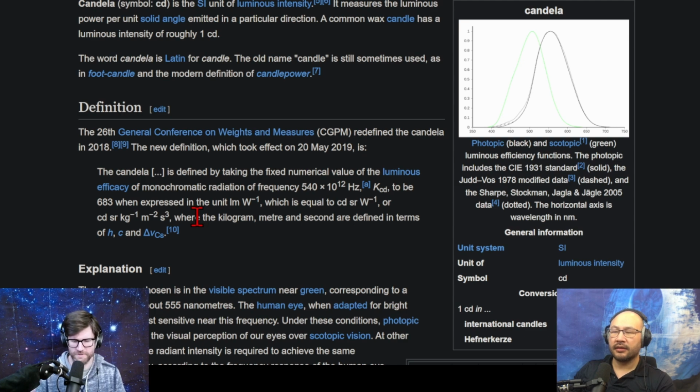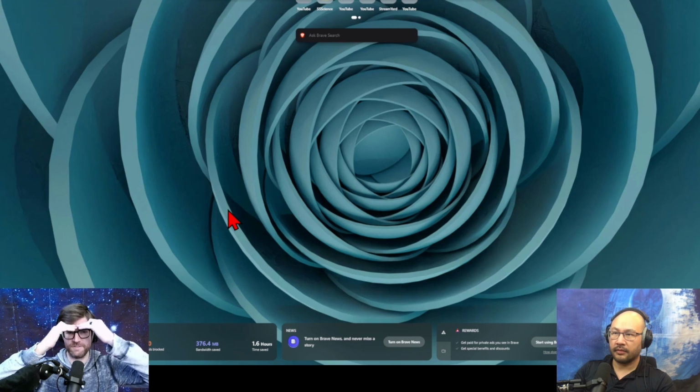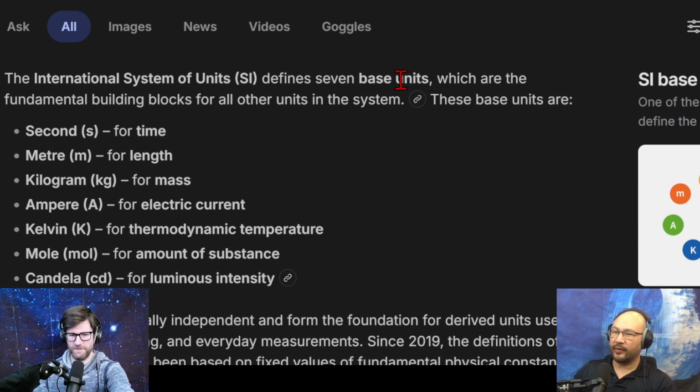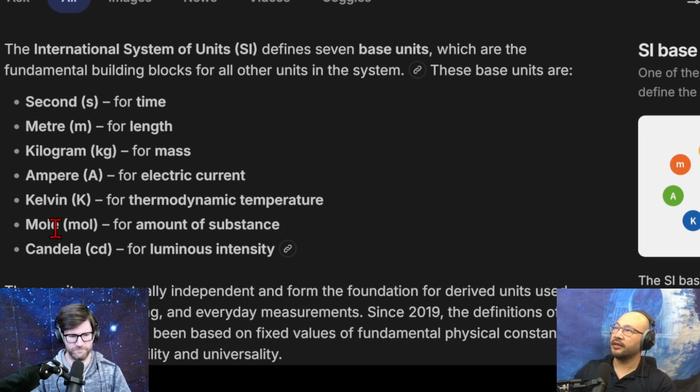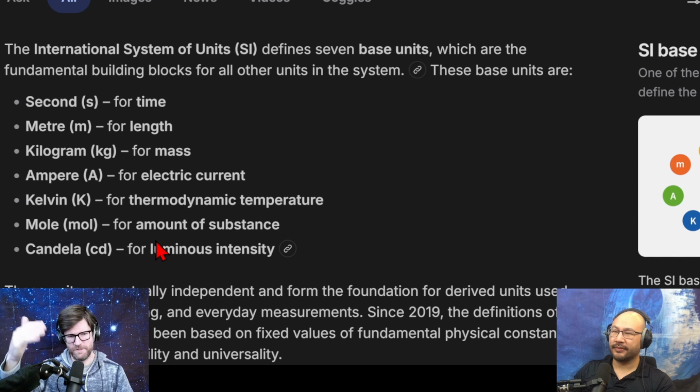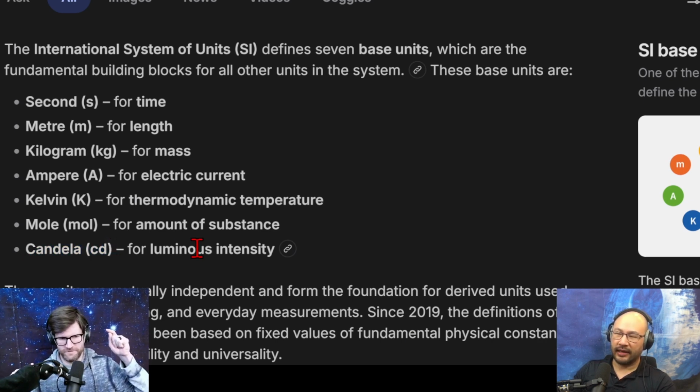So why did they do this? Could we look up the SI base units? There's like the new list. There it is. International System of Units, 7 base units: second, meter, kilogram, ampere, Kelvin, mole, candela. So shouldn't I be able to derive the candela from seconds, meters, and kilograms? The candela is a power per steradian. Power is kilogram meter squared per second cubed. And a steradian is unitless. So how is candela not derived from SI kilograms?